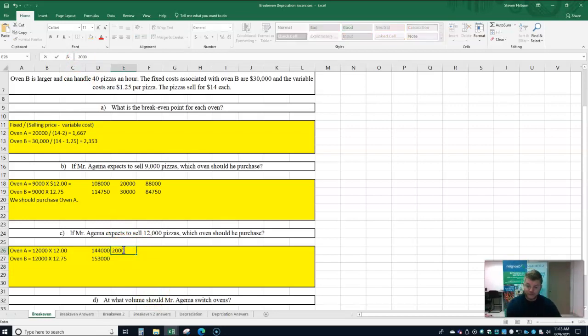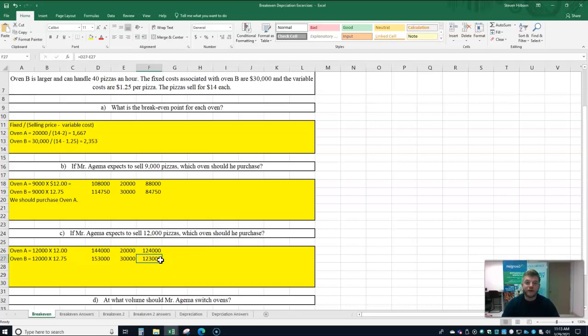So really, when we think about that, as long as we can make more than $10,000 more by purchasing that bigger oven, then it's a good decision. So here we go. We're making $124,000. This one we make $123,000. So we actually are just a little bit shy of that actual number.